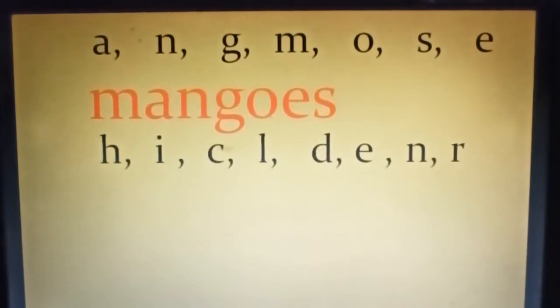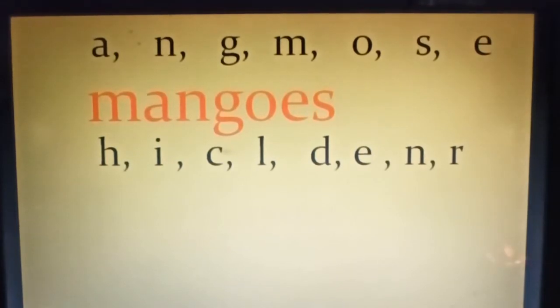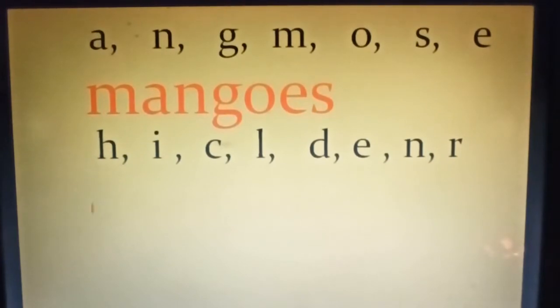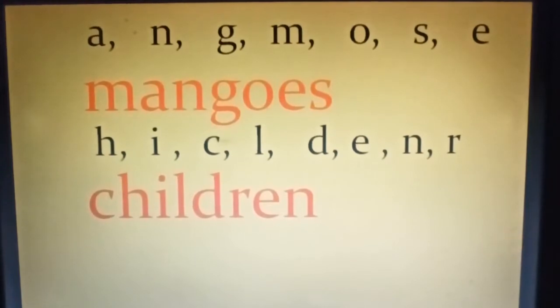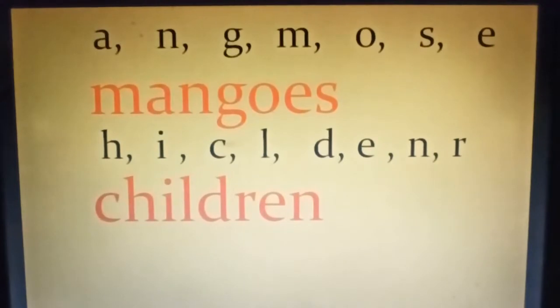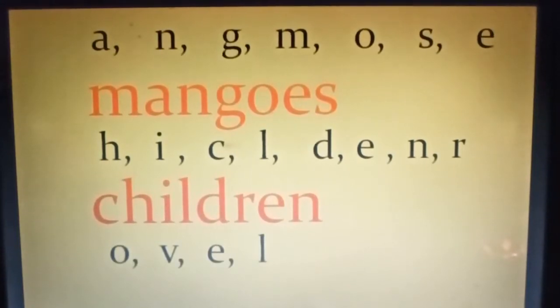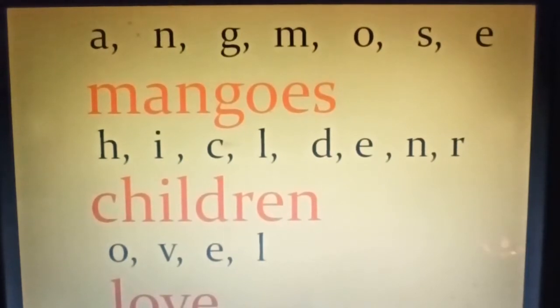Next in the series, I have more letters: H-I-C-L-D-E-N-R. And with the help of these letters, one word is framed, that is children, C-H-I-L-D-R-E-N. Now more letters: O-V-E-L, and with these letters, the word we frame is L-O-V-E, love.